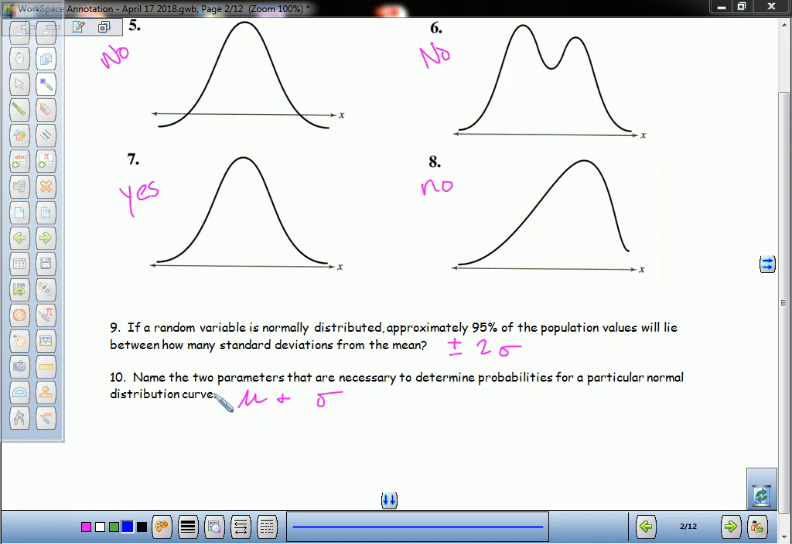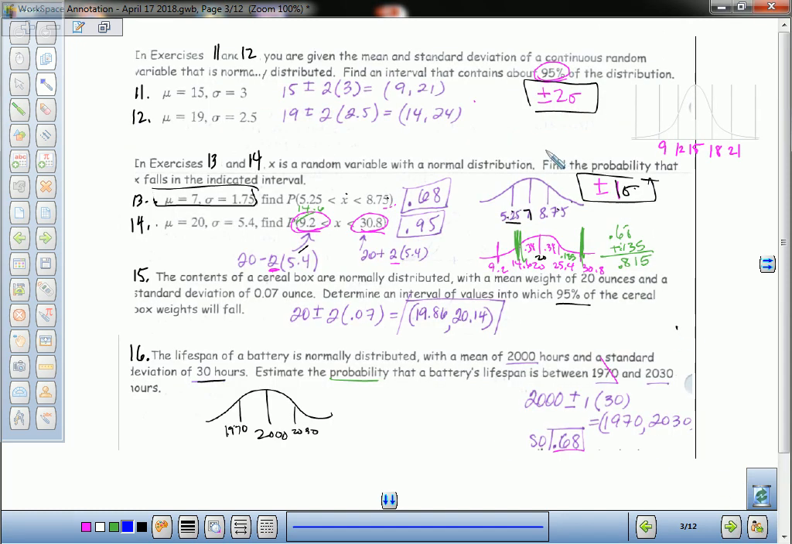All right, the 2 parameters that we need to determine probabilities with a normal distribution: we need the mean and we need the standard deviation. All right, let's move on.